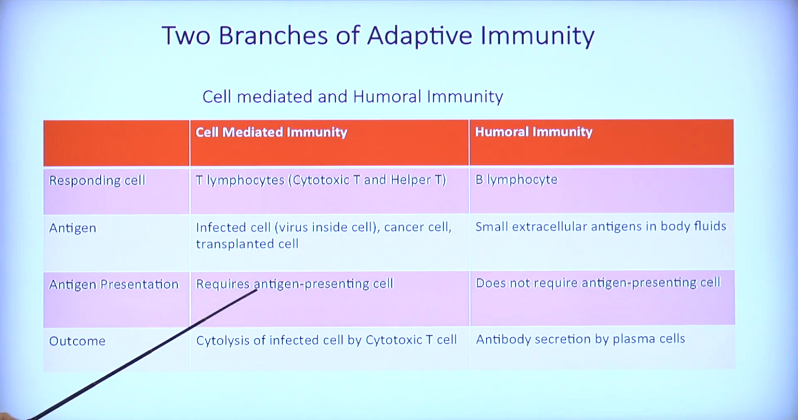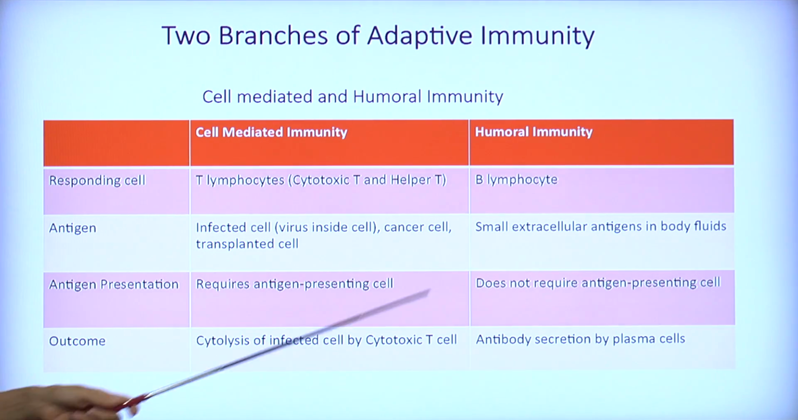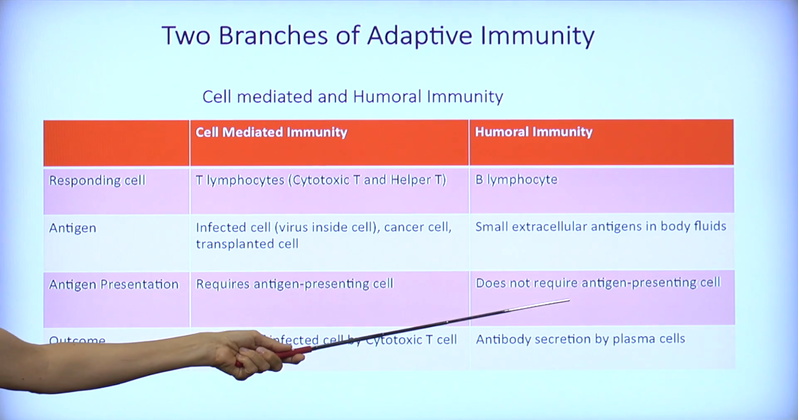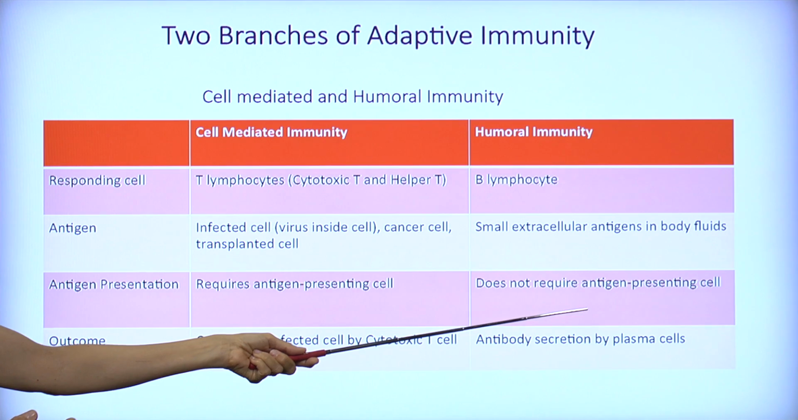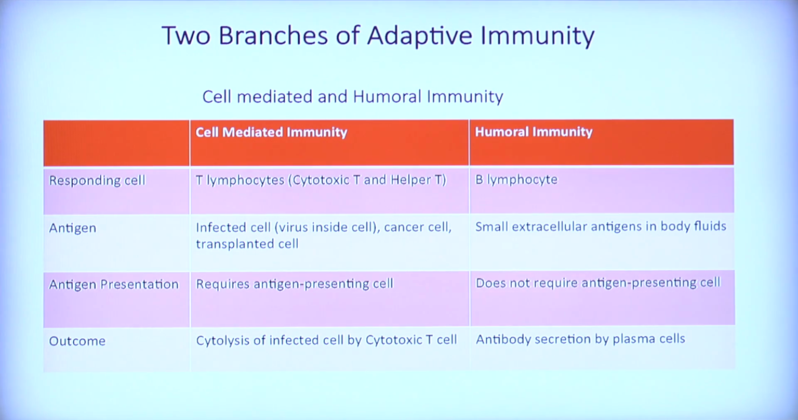How about the process of antigen presentation? For the T cells to be effective, they need a cell to present the antigen for them. We call this the antigen presenting cell. And only if the antigen presenting cell presents the antigen, they will be activated. The B lymphocyte does not need this presentation. As soon as it finds the antigen, it will be activated.